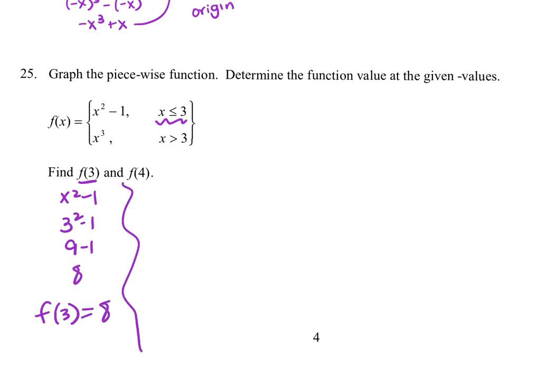And then F of 4 is in the greater than 3 range, which means we're going to use x cubed. So 4 to the third is 64, and F of 4 is 64.